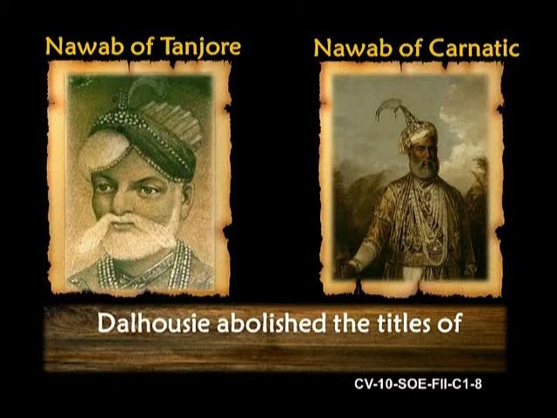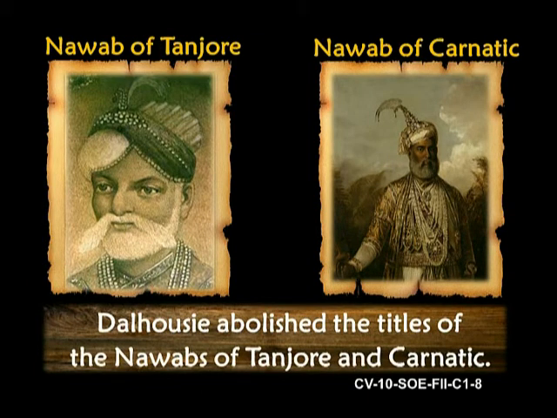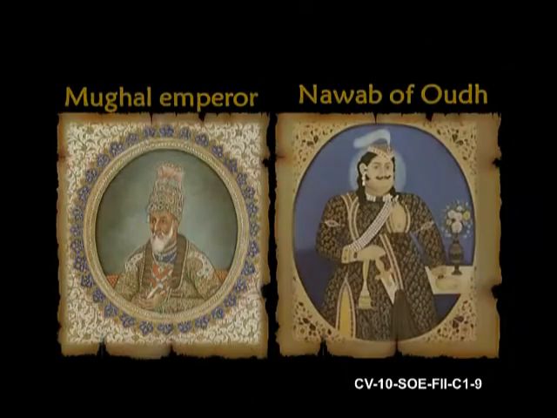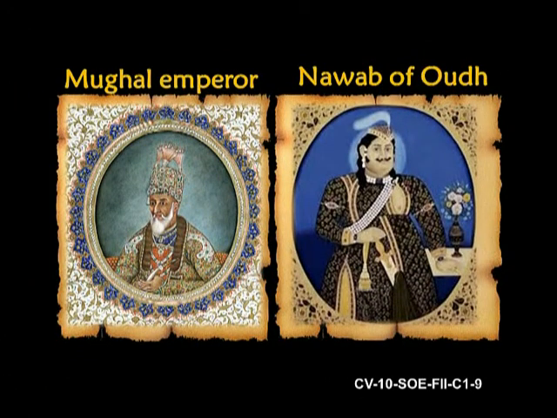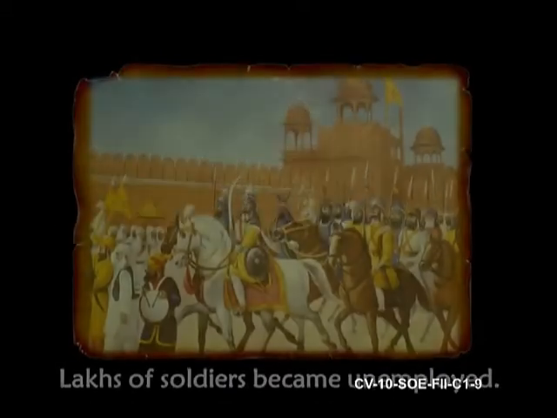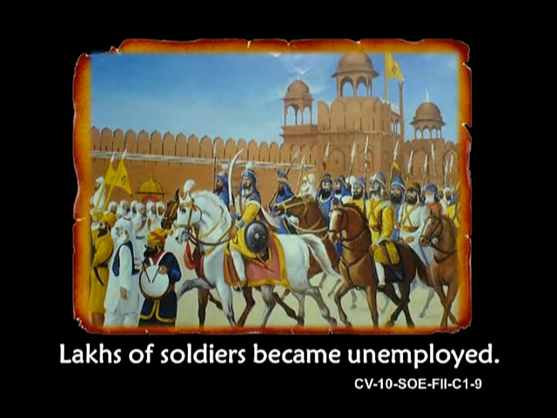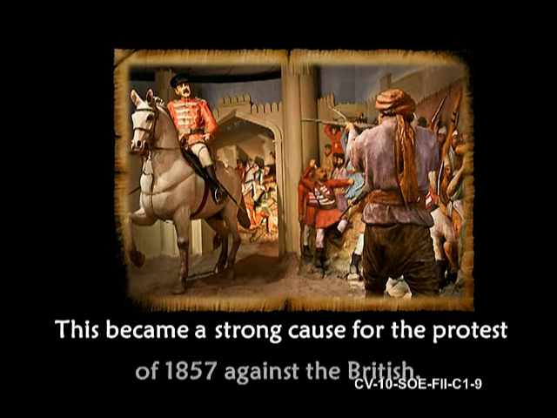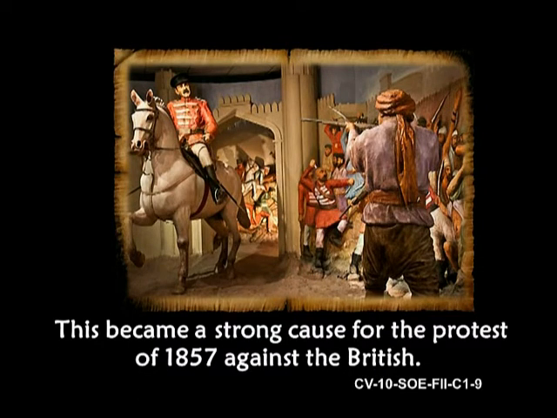Dalhousie abolished the titles of the Nawabs of Tanjore and Carnatic. The Mughal Emperor and the Nawab of Awadh and many others were thrown out of power. Lakhs of soldiers employed by these kings became unemployed. This became a strong cause for the protest of 1857 against the British.